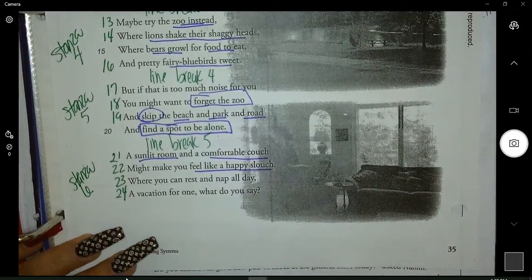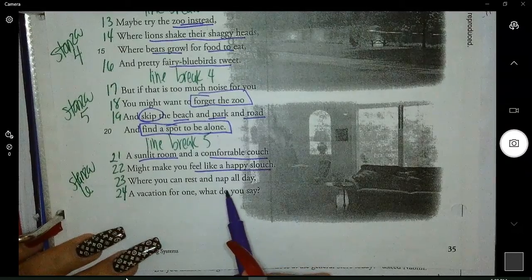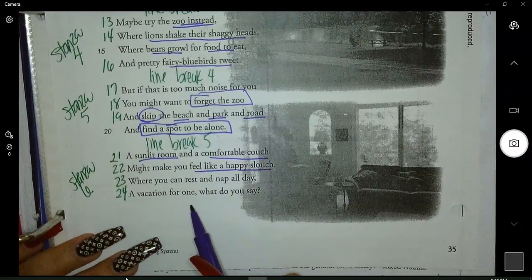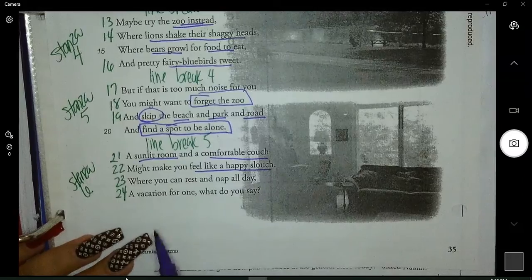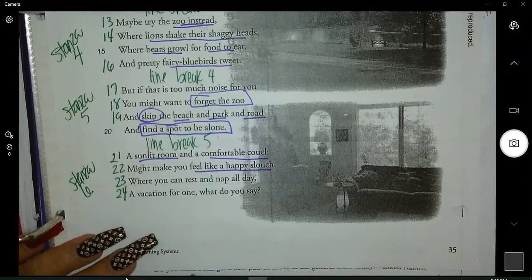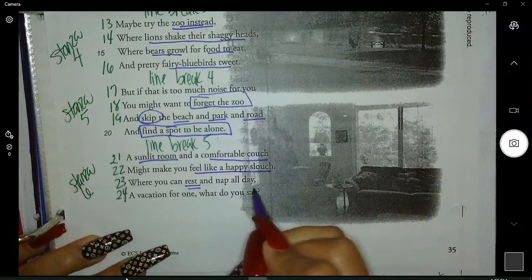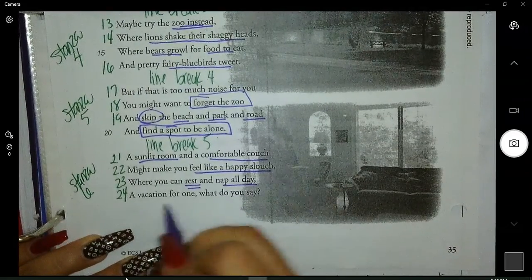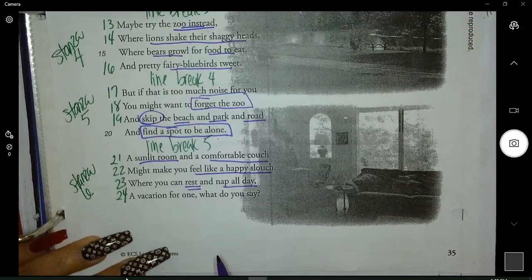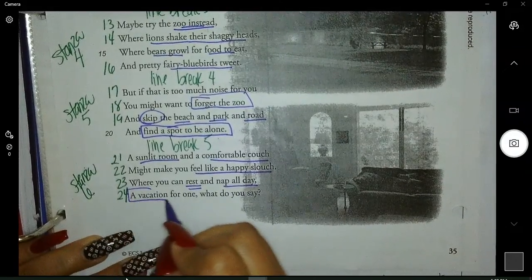Line 23 and 24. Where you can rest and nap all day. A vacation for one. What do you say? So what is he telling you in these last two lines? You can rest, nap all day, a vacation for one. What do you say? Boys and girls, where do we see a vacation for one?